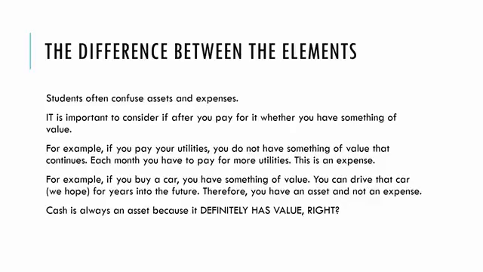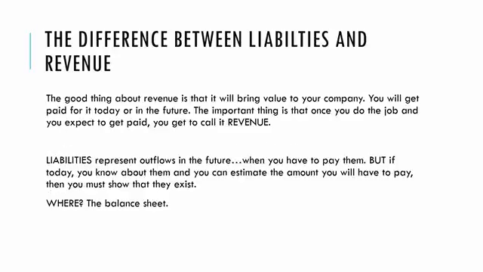So that's an expense. On the other hand, if you're making payments and you're buying a car, you have the car, right? You have the car. That's an asset and not an expense. And cash is always an asset because it always has value. Liabilities and revenue. The good thing about revenue is it will always bring value to your company. Once you do the job and you expect to get paid for it, you call it revenue.